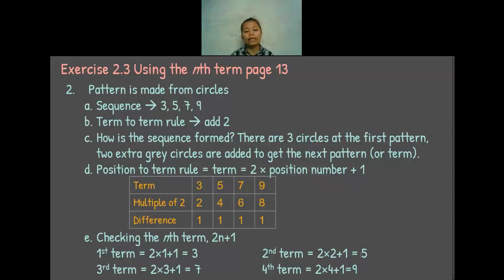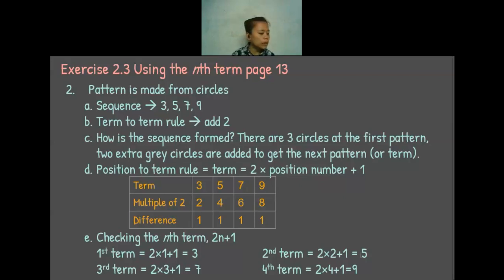After that, we will be finding the difference. To find the difference, it will be 3 minus 2, which is equals to 1. 5 minus 4, which is equals to 1, and so on. All the differences are constants, which is equals to 1. So for the position to term rule, it will be 2 times position number plus 1.